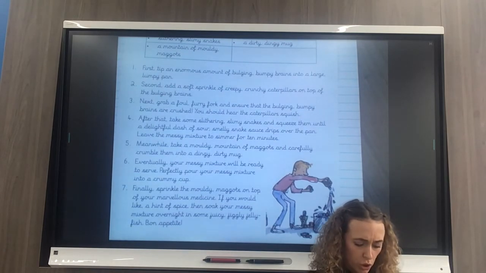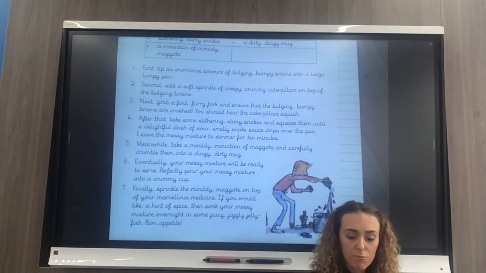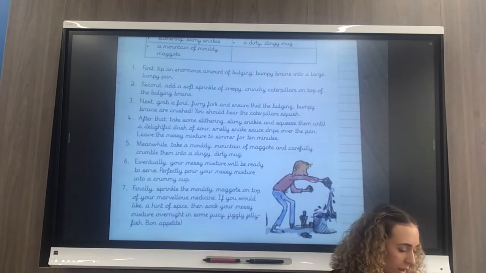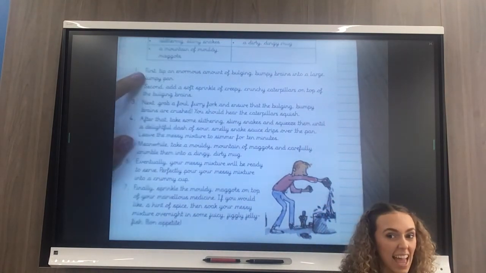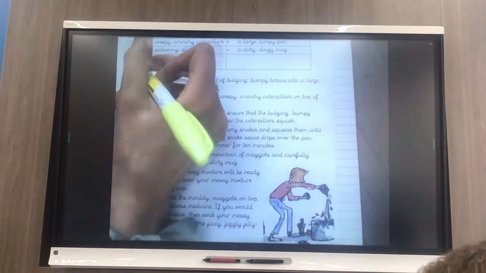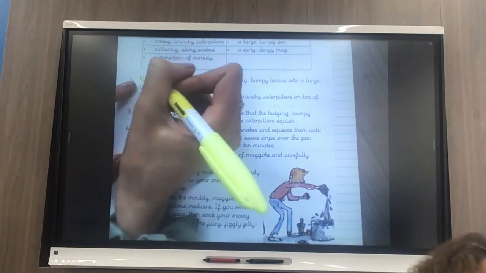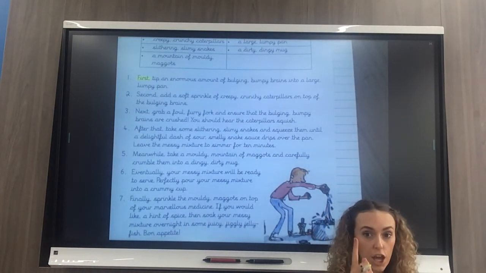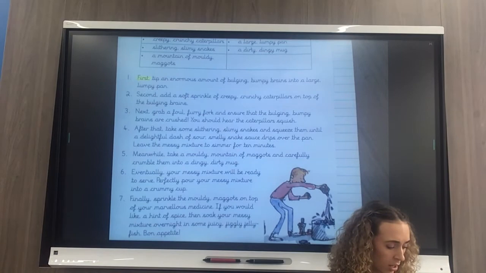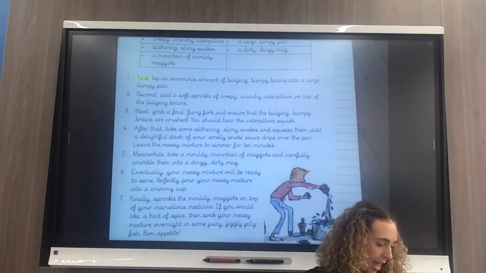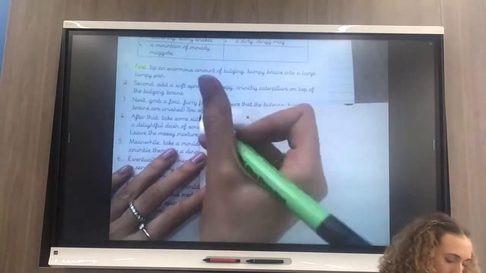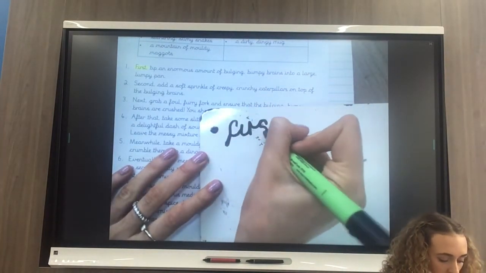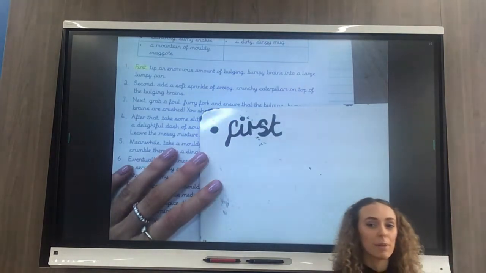So you are going to find the time conjunctions and then write them on your whiteboard. So I will find the first one with you. And in fact, it is there straight away. First. I know that's a time conjunction because it's telling me to do something first. It's telling me to do it when. So I will get my whiteboard pen and I will write a bullet point, and I'm going to write my time conjunction first.